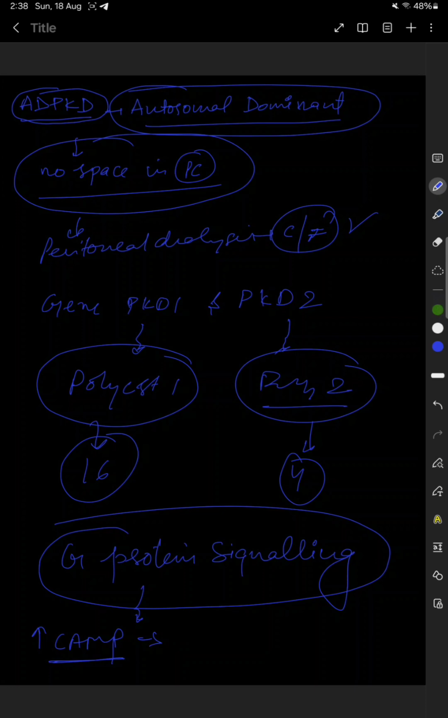This is because of genetics. The genes involved are PKD1 and PKD2, which code for polycystin 1 and polycystin 2. These are responsible for G protein signaling, and any defect in G protein signaling will lead to cyst formation and development.